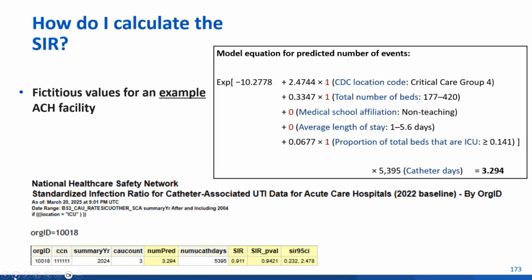Additionally, the report provides the p-value and the 95% confidence interval for the SIR. The confidence interval ranges from 0.232 to 2.478, and the p-value is 0.9421. So these statistics are indicating that the SIR for this made-up facility is not statistically significantly different from the 2022 national baseline. Next slide, please.